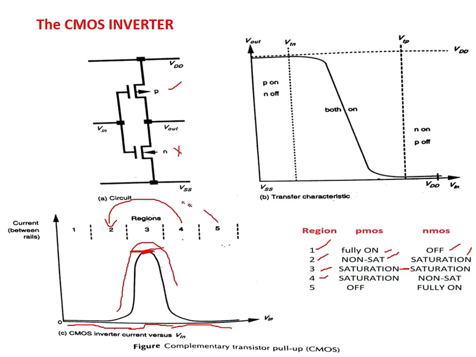Then the fifth region is exactly opposite to region 1. That is, for high input, at this point the input is high, then this NMOS transistor becomes fully on and this PMOS transistor becomes fully off. So like this you can describe the behavior or operation of the CMOS inverter. This is a very important one. Without the CMOS inverter it is not possible to design any digital circuit.